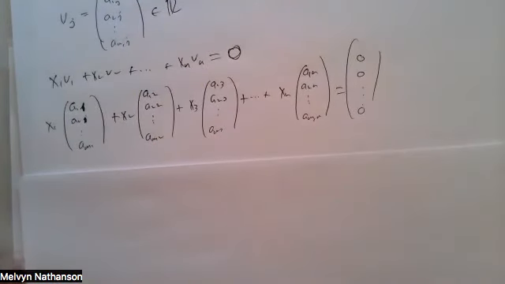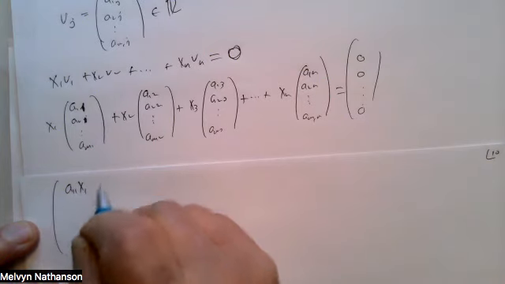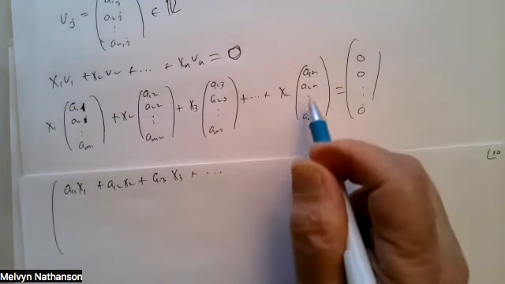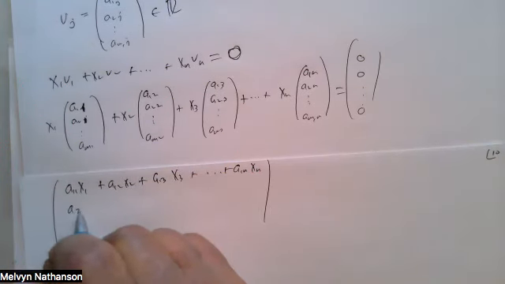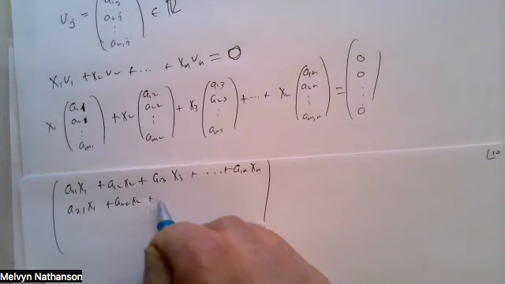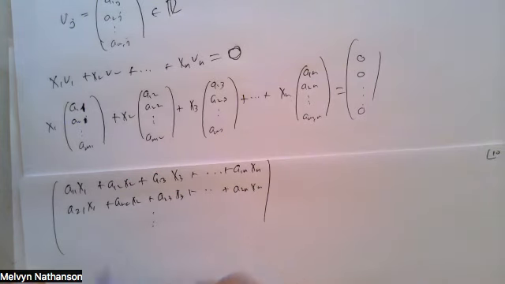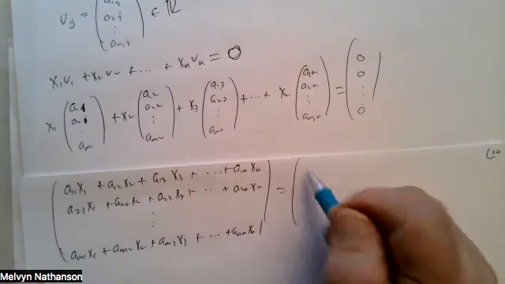But this is equivalent to, see, if I add these vectors up, what do I get? I get a11x1 plus a12x2 plus a13x3 up to a1nxn. The second coordinate, I get a21x1 plus a22x2 plus a23x3 up to a2nxn, all the way down to the last coordinate, am1x1, am2x2, am3x3 up to amnxn. That's my vector equal to the 0 vector.